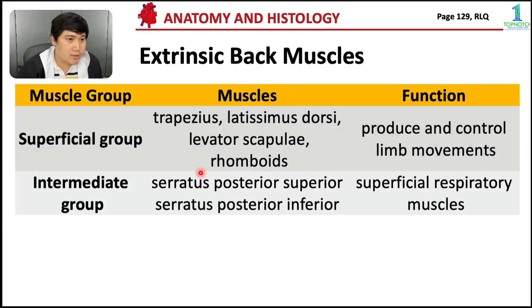So, for example, the superficial group includes the trapezius, latissimus dorsi, levator scapulae, and rhomboids. These are actually muscles of the limbs, of the scapula, to produce and control limb movements. Your intermediate group, serratus posterior inferior and serratus posterior superior, are respiratory muscles. So, they act on the thoracic cage.